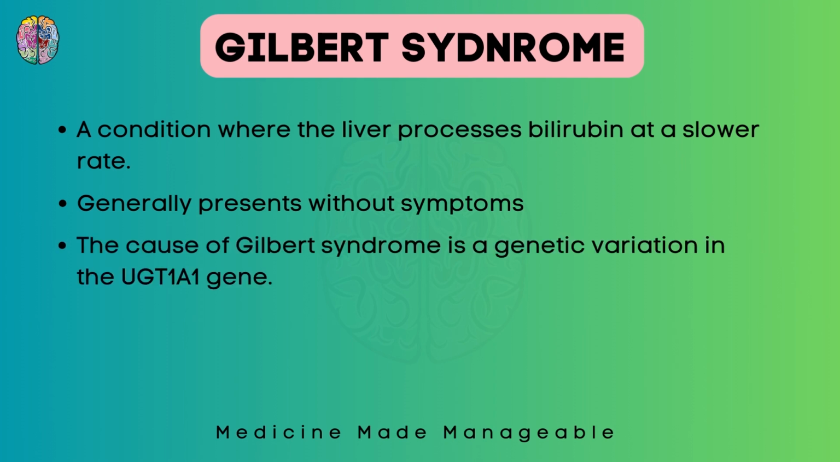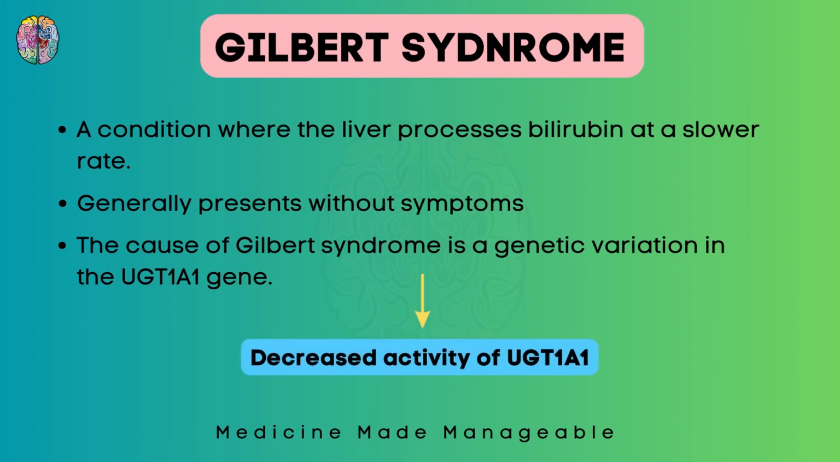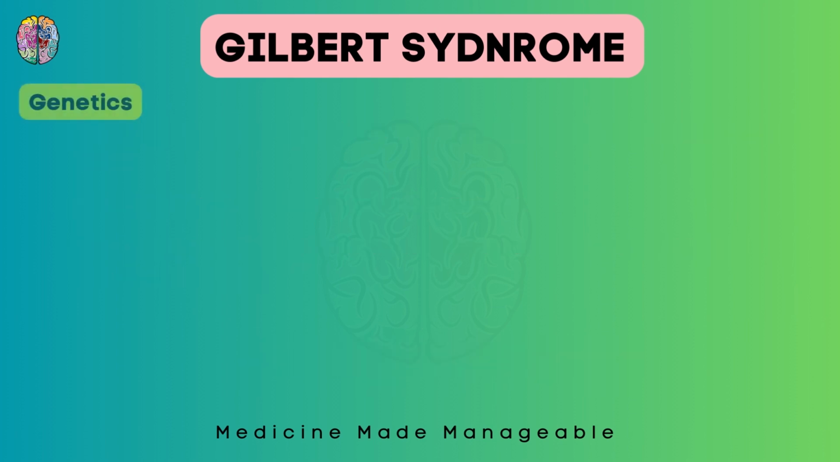So the cause of this syndrome is a genetic variation in the UGT1A1 gene. This mutation leads to a decrease in the activity of UGT1A1. We'll see what that is in a bit. Now let's see the genetic side of this, and pay attention here because previous year questions have come from this topic. There can be two types of mutations seen.